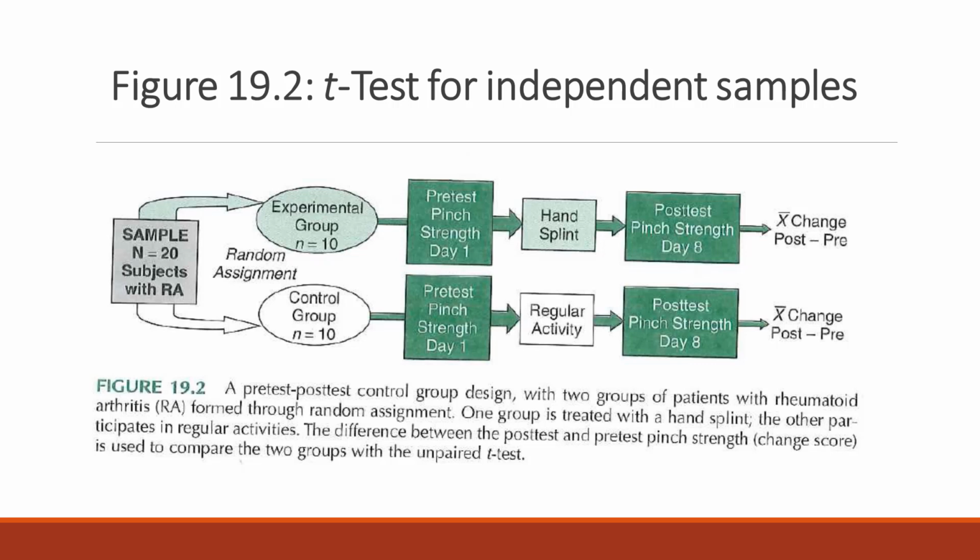Now look at figure 19.2. There are 20 subjects, each randomly assigned to either the experimental or control group. Pinch strength is tested on day 1. The experimental group receives a hand splint while the control group performs regular activities. Pinch strength is reassessed on day 8. We are looking at the difference between the change scores within and between the two groups.